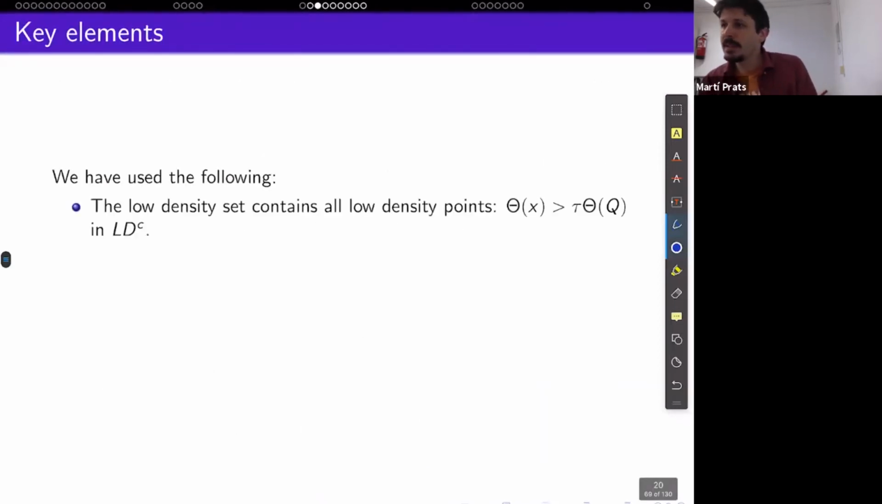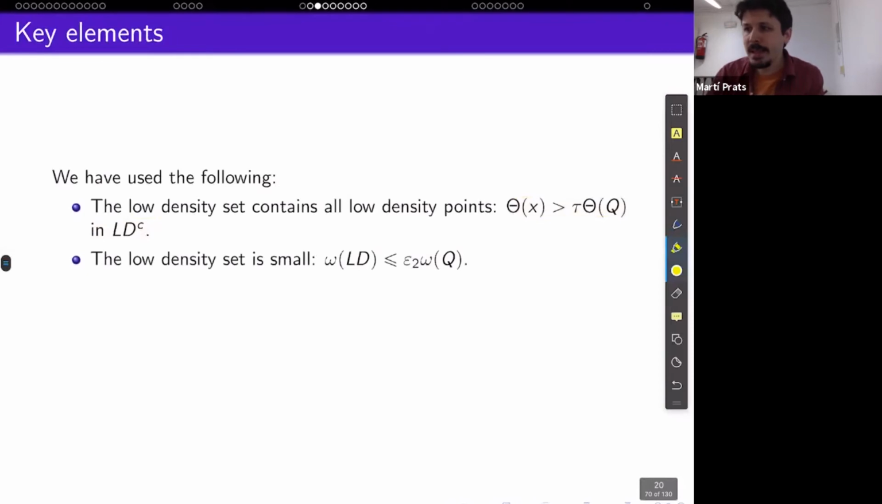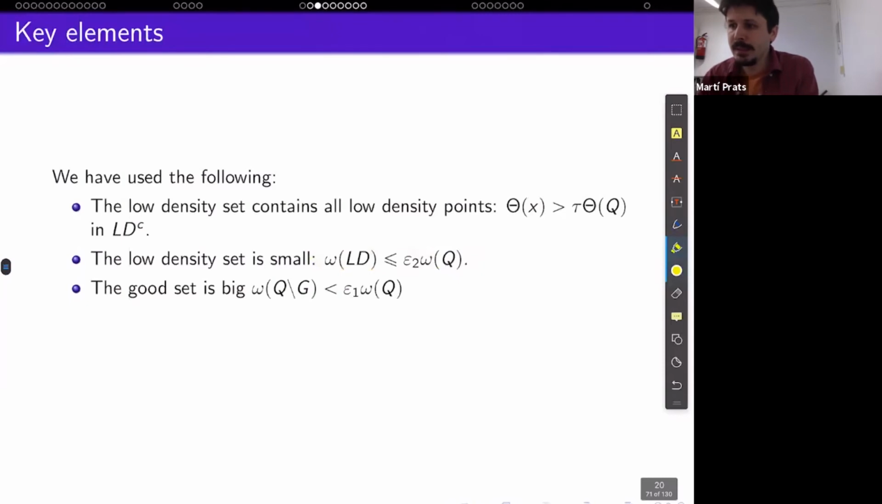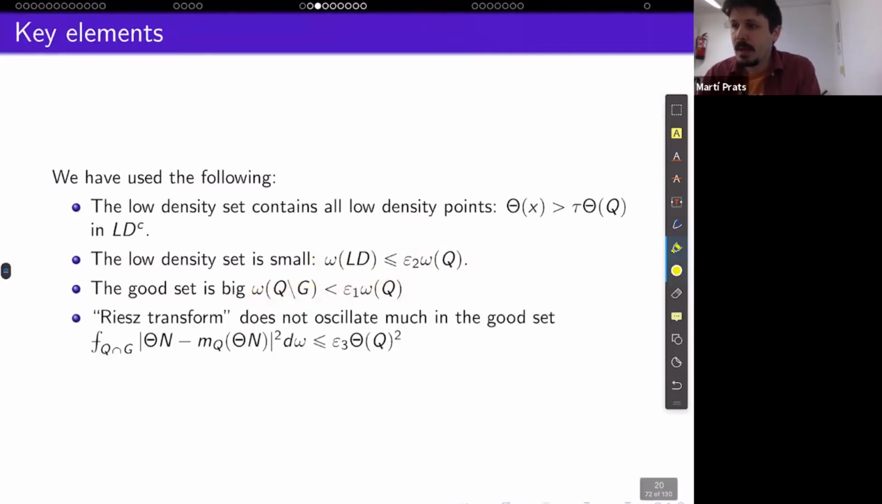First, the low density set contains all low density points, so outside of the low density set, this happens. Second, the low density set is very small. Third, the good set is very big. And fourth, the oscillation is bounded by this thing. This is what we have used in the last step, and this is what we will need to prove. We have to prove these four ideas.